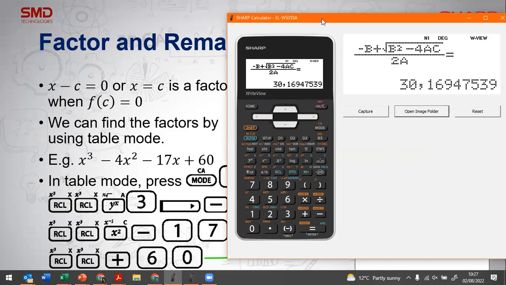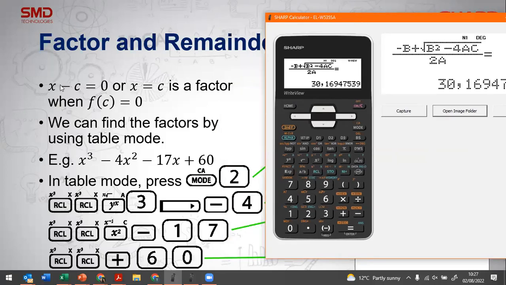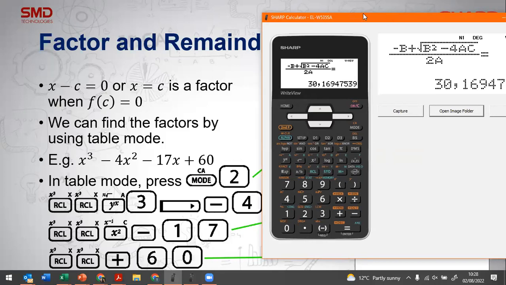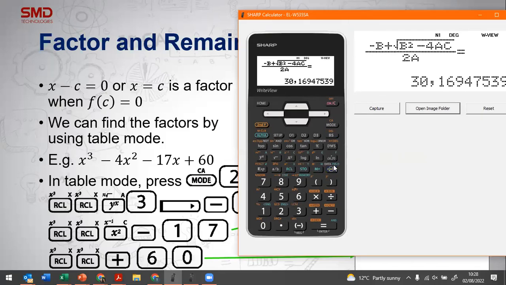So the factor remainder theorem says that when x minus c is equal to 0 is a factor, or x is equal to c is a factor, then if you substitute the value of c into your function of x, it should give you 0. If it doesn't give you 0, it's obviously not a factor. So how do we prove this on our calculator?